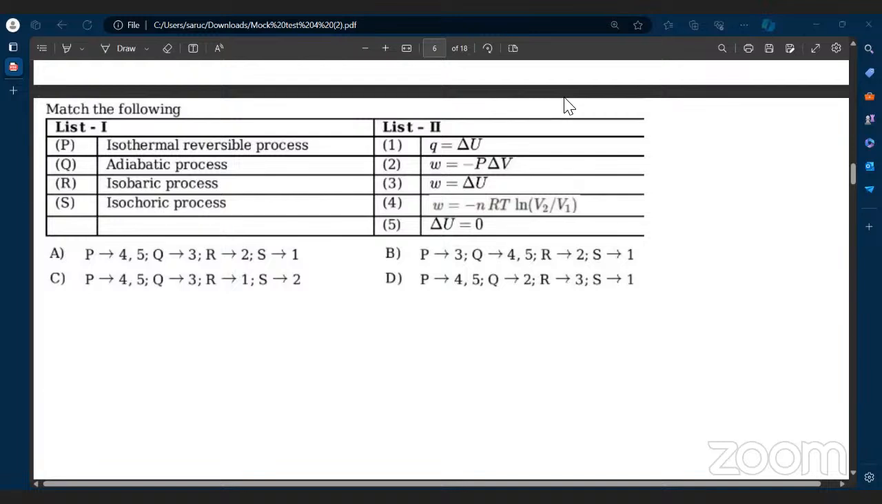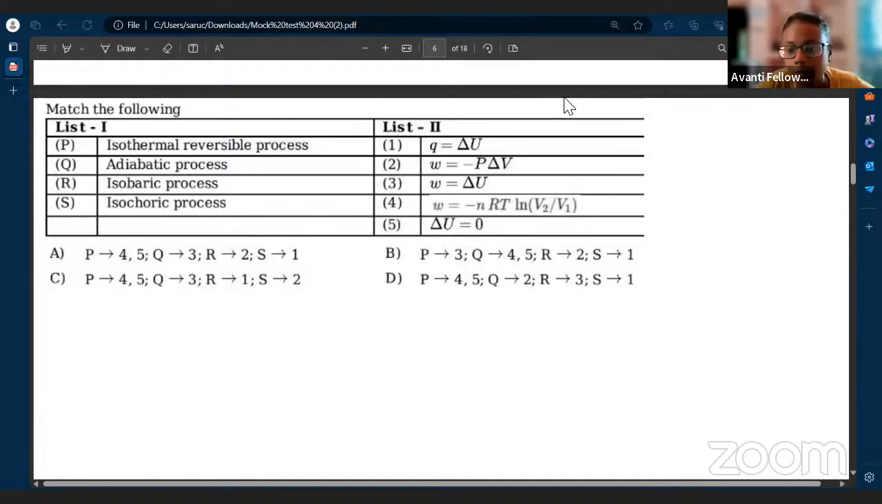Any guesses? What would be the answer? Evaluate one by one.